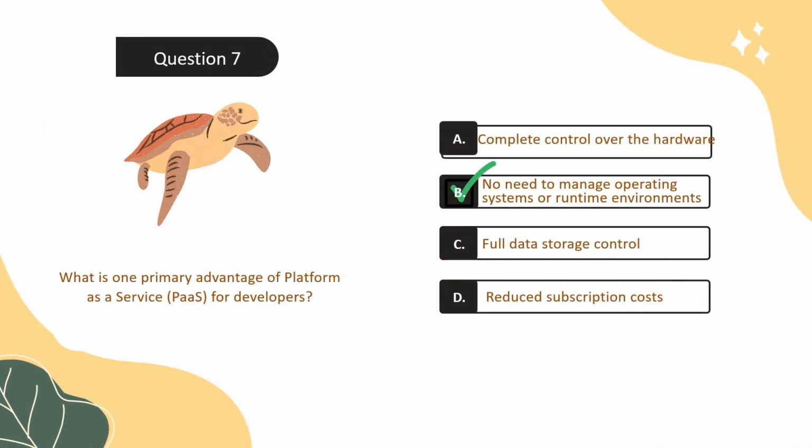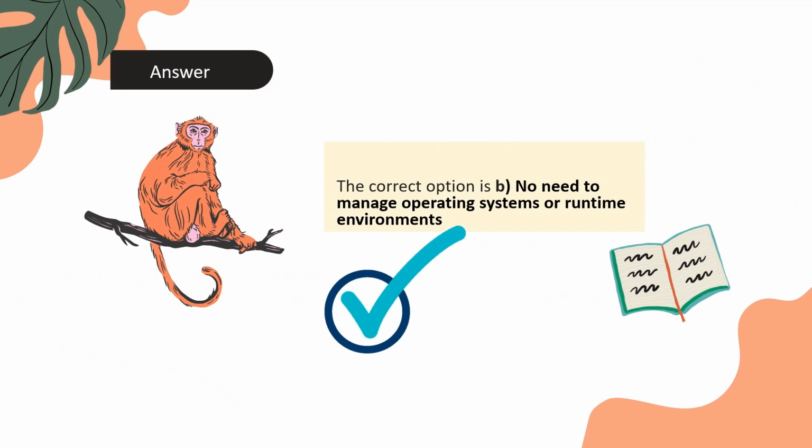Question 7 is, what is one primary advantage of platform as a service for developers? Complete control over the network. The other option is no need to manage operating system or runtime environment. The other is full data storage control. And the last is reduced subscription cost. So the correct answer is option B, no need to manage operating system or runtime environment.